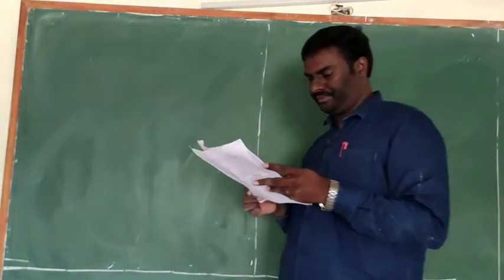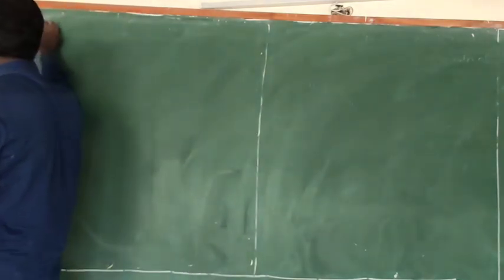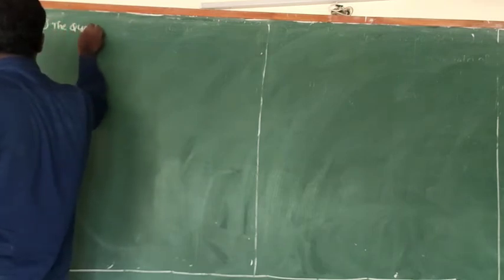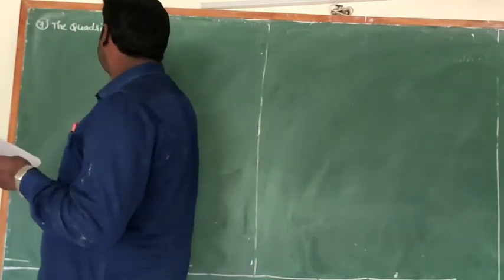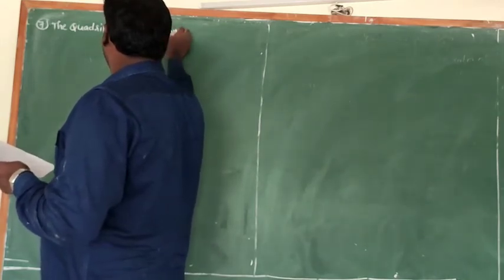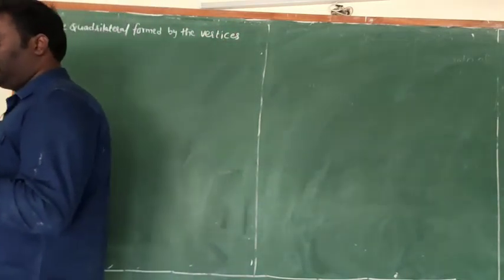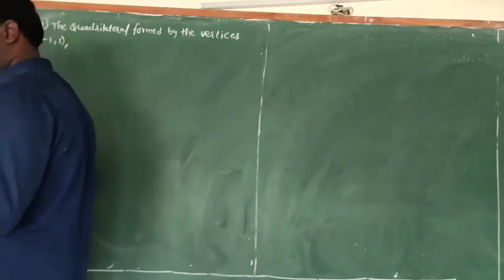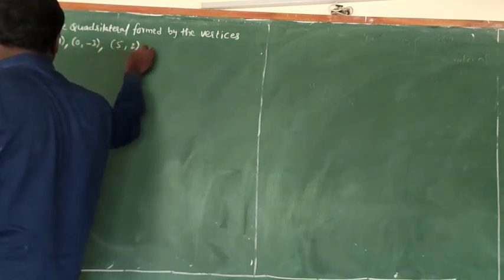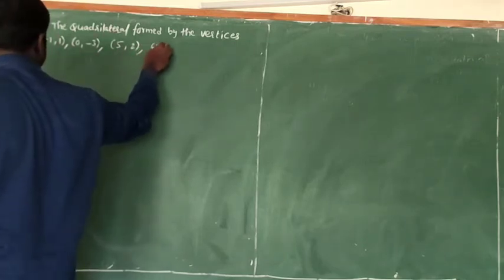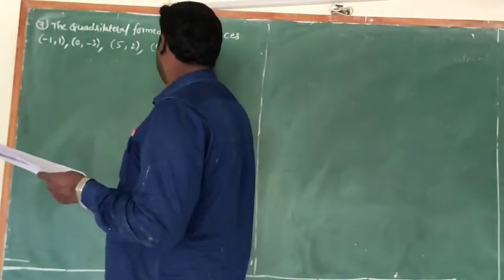Next, seventh question. The quadrilateral formed by the vertices (-1, 1), (0, -3), (5, 2), (4, 6) will be which quadrilateral?